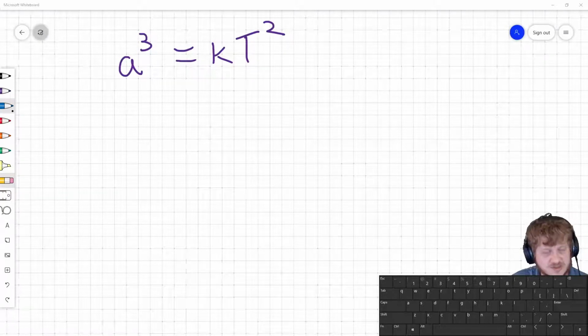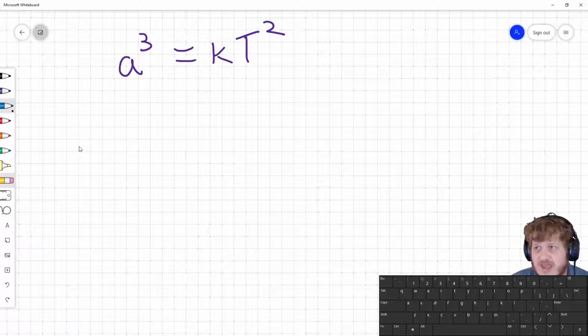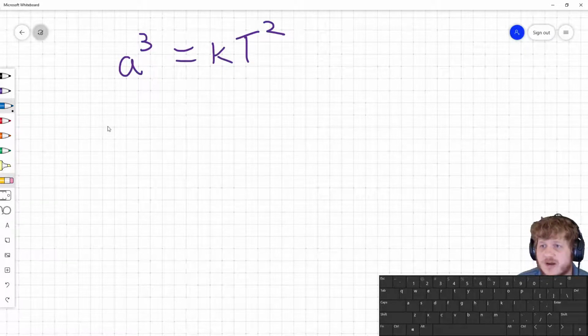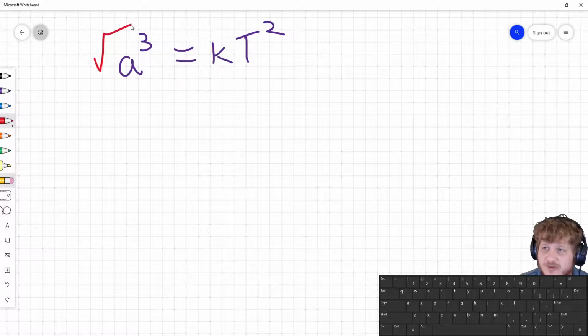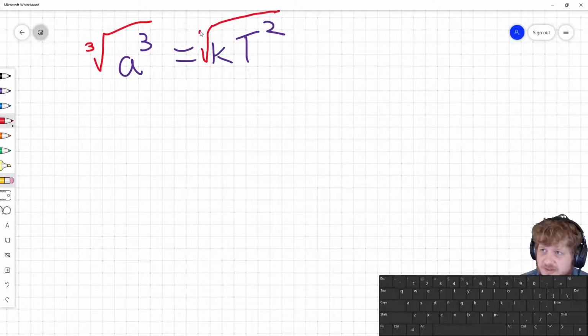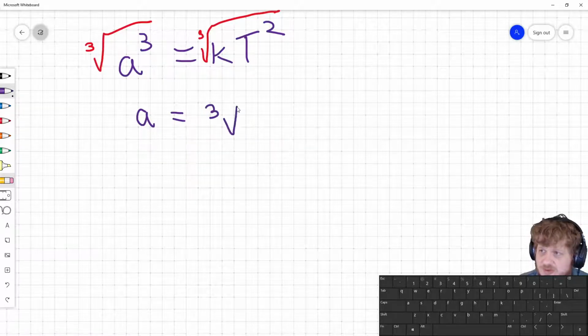So what I'll do is I'll switch to here. And when we look at this equation, we have a cubed equals kt squared. And so mathematically, we have the third power for A. If we want to solve for A, what we'll need to do is take the third root of both sides to cancel out that cubed. So when we do that, we're left with A equals the third root of kt squared.